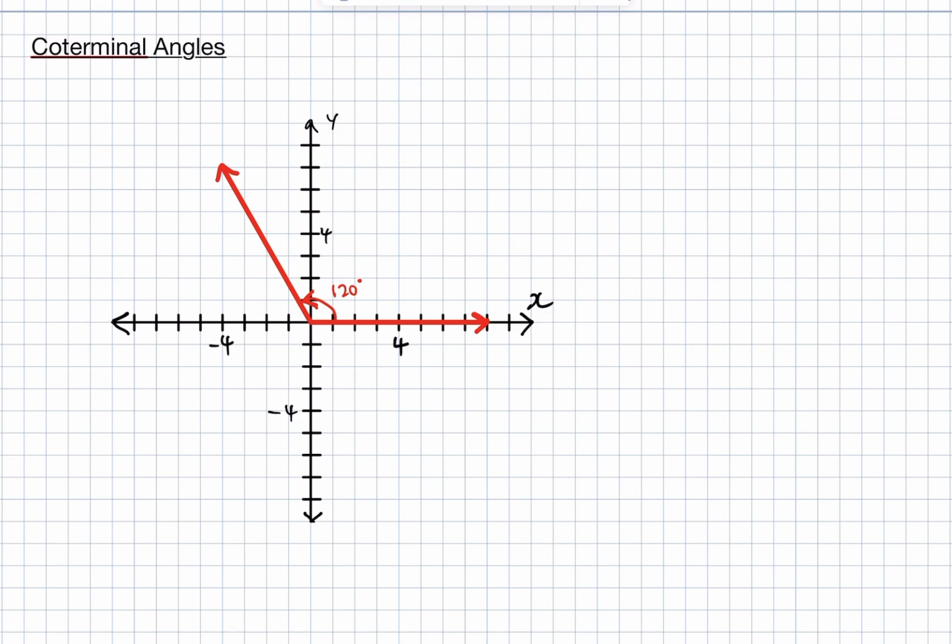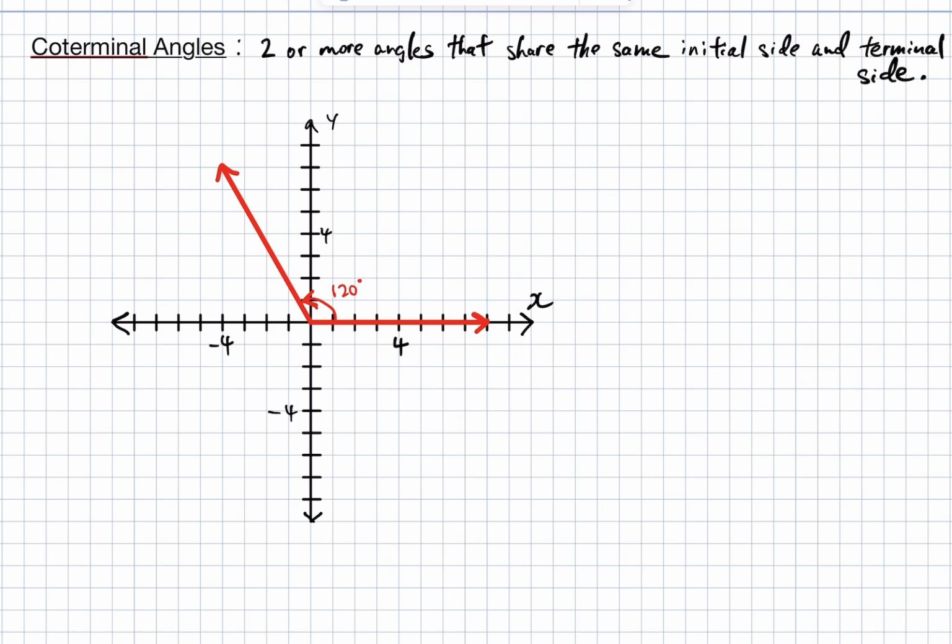So I'm going to say two or more angles that share the same initial side and terminal side. Okay, so essentially they share the same initial side and terminal side. Okay, so what does that mean?